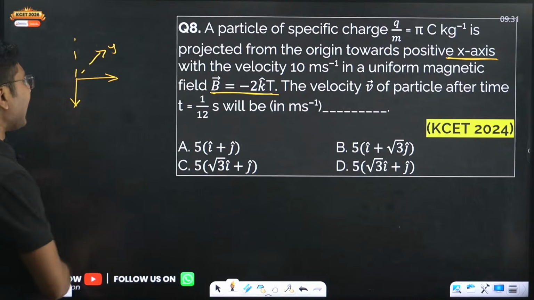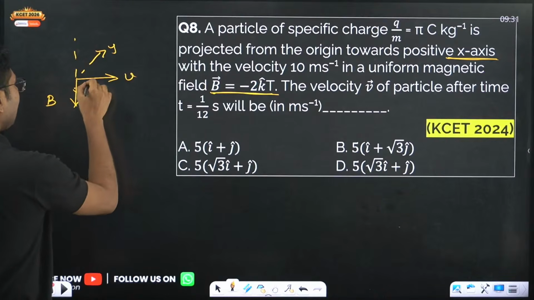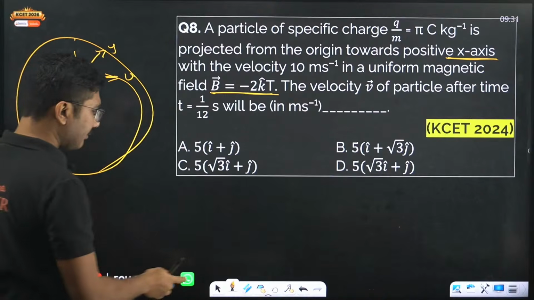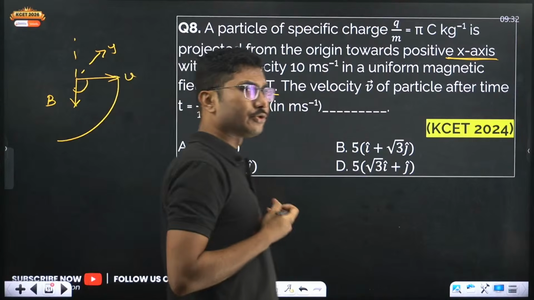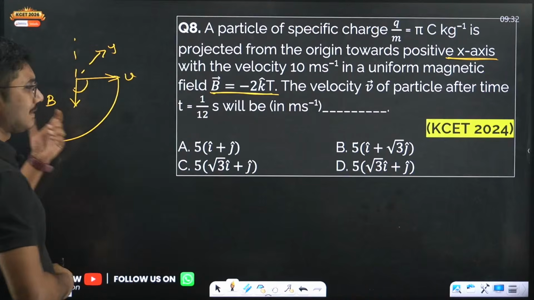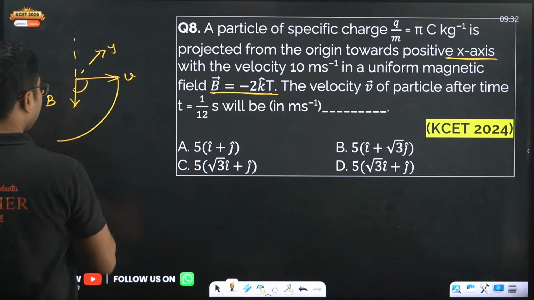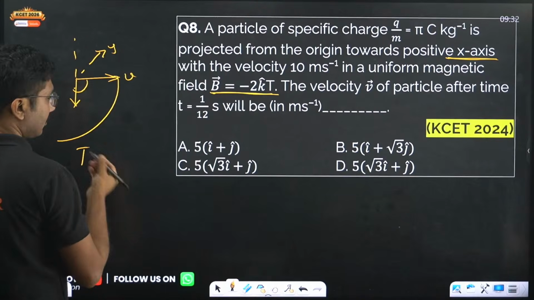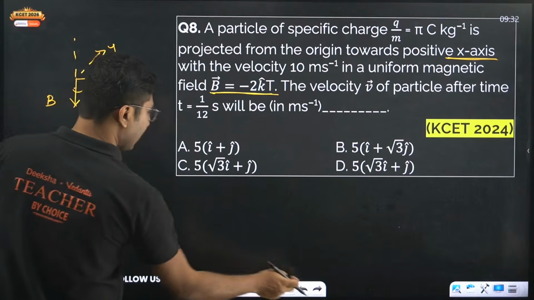Because the angle between the velocity and magnetic field is 90 degrees, the particle will start rotating in a circular motion. Because of the circular motion, the first step is to find the time period of the motion. Once we calculate the time period, then we will be able to solve this question. So how to find the time period? Let me do a small derivation.